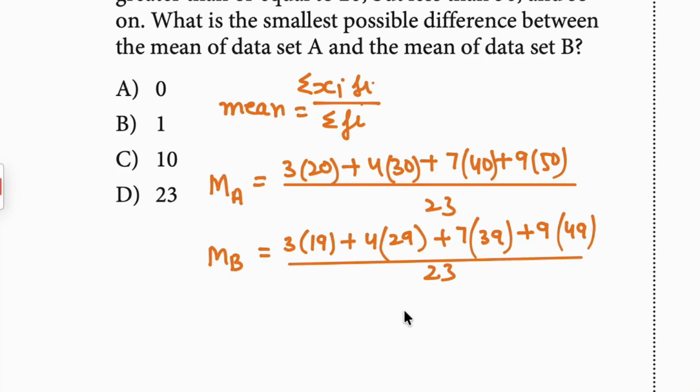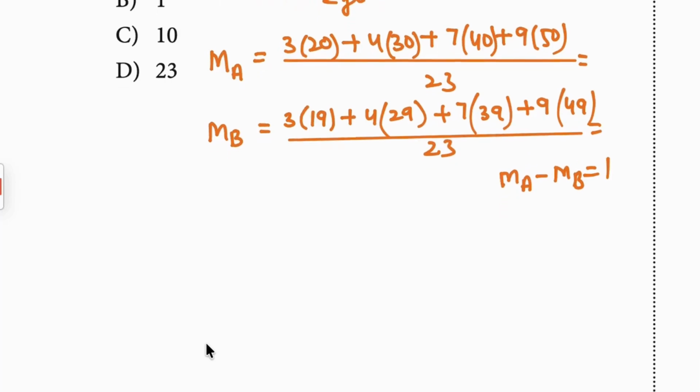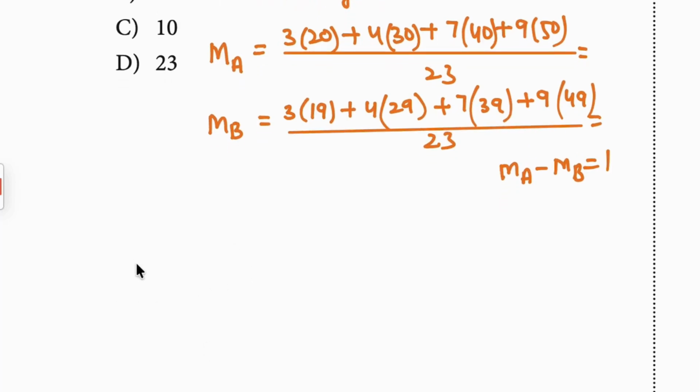I think calculator is allowed, right? So if you calculate the mean of both the data sets and you have to find m of A minus m of B, if you use the calculator, it's equal to 1. But let's see what if the calculator is not allowed and we have to understand the question.